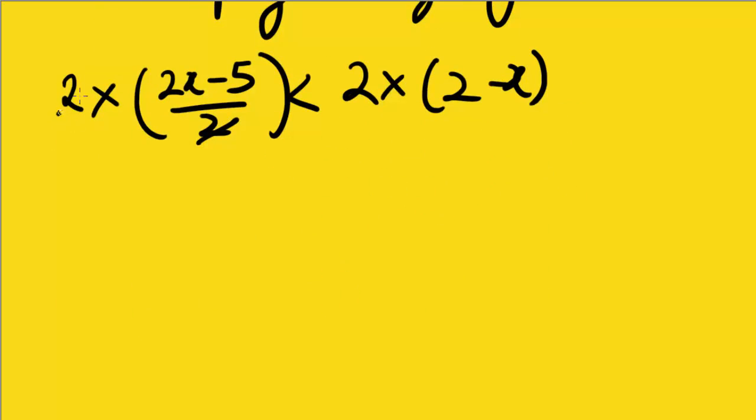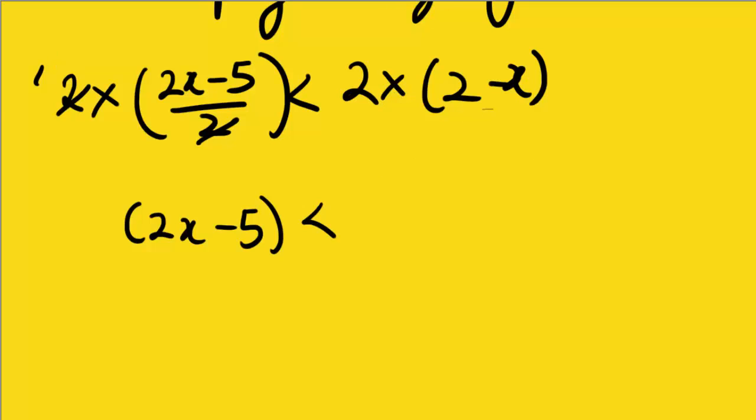2 into 1, and so we have 2x minus 5 left, right? Less than 2 times 2 minus x. Ooh, this might not be clear. This is 2 minus x. For solving this, let me just show you how you solve problems like this.